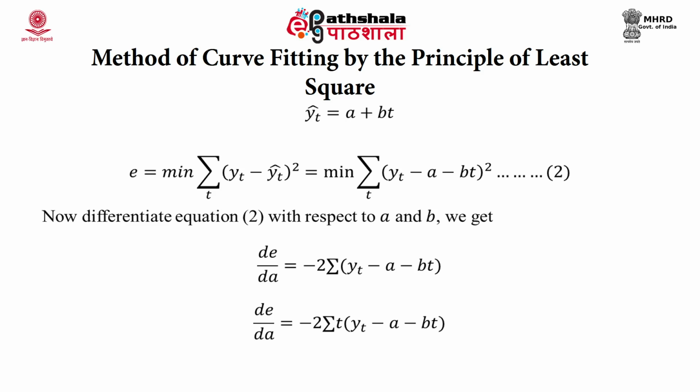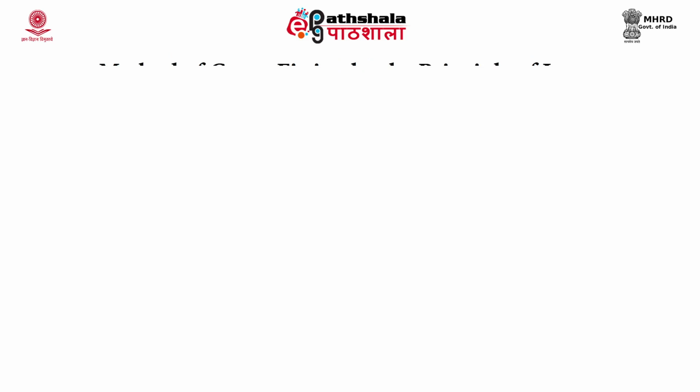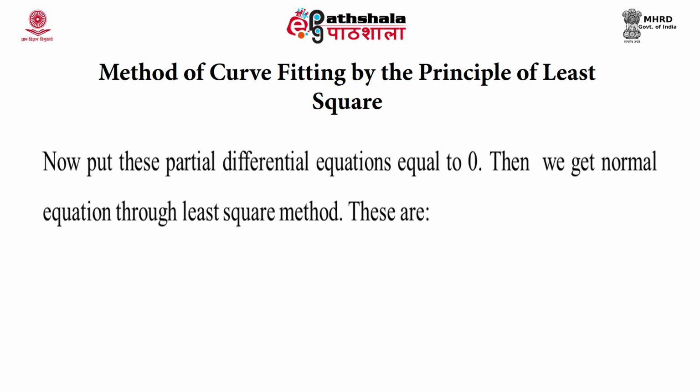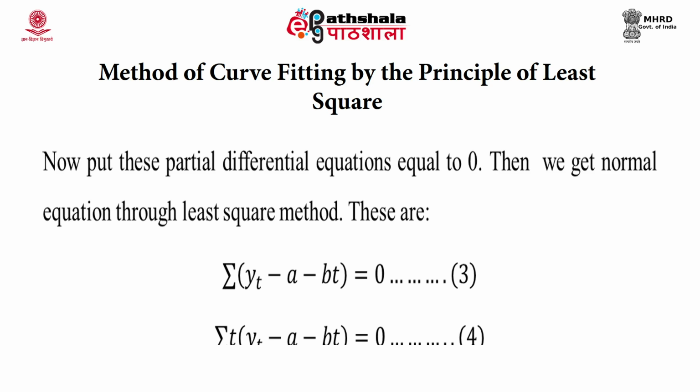Now take partial differentiation with respect to a and b for finding the normal equations to get the values of a and b. If you take the derivative of E with respect to a and the derivative of E with respect to b, you will get these equations, and these are called normal equations. Now put these partial derivatives equal to 0, then we will get the normal equations or least square equations.